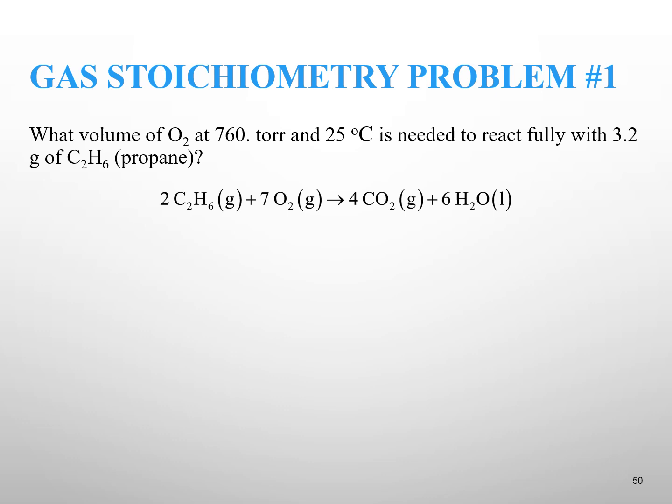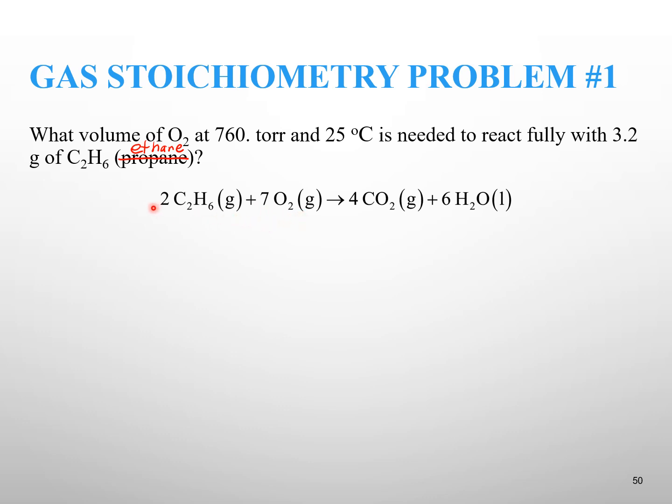Now, we want to keep going here. The next question is: what volume of O2 at 760 torr and 25 degrees is needed to fully react with 3.2 grams of C2H6? C2H6 is actually ethane, so let's change that name there. Ethane. So we have the C2H6 equation: 2 moles of it will react with 7 moles of oxygen.